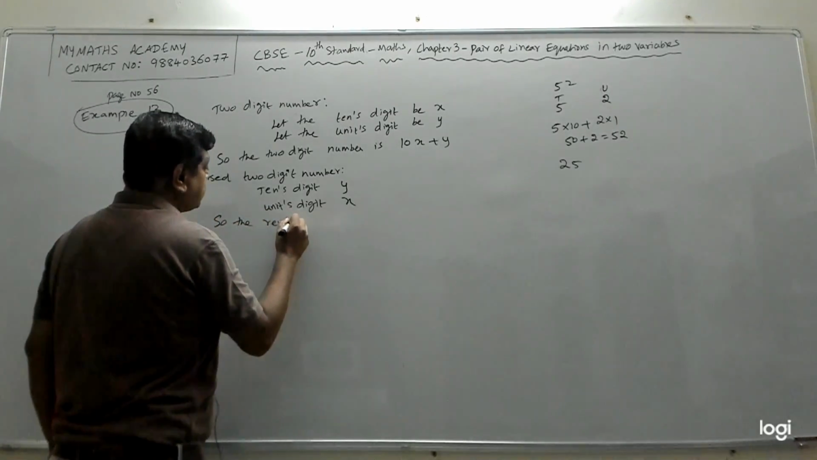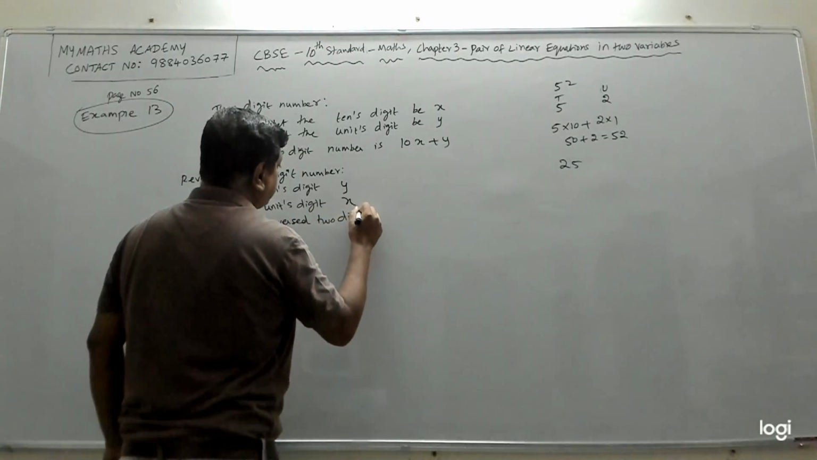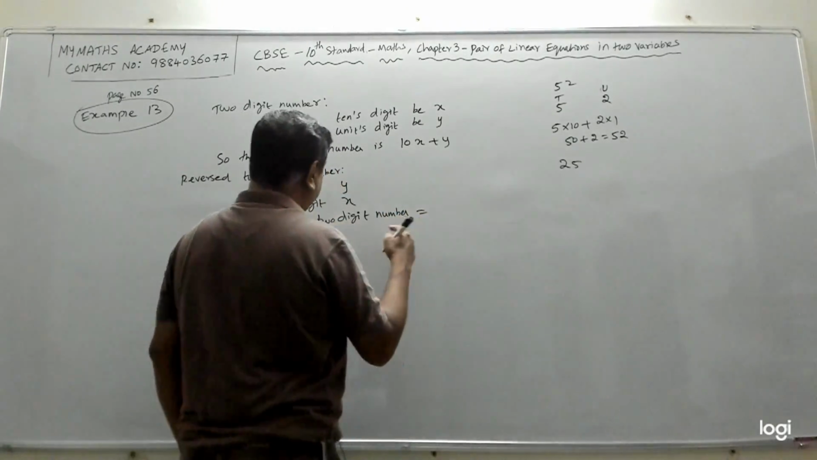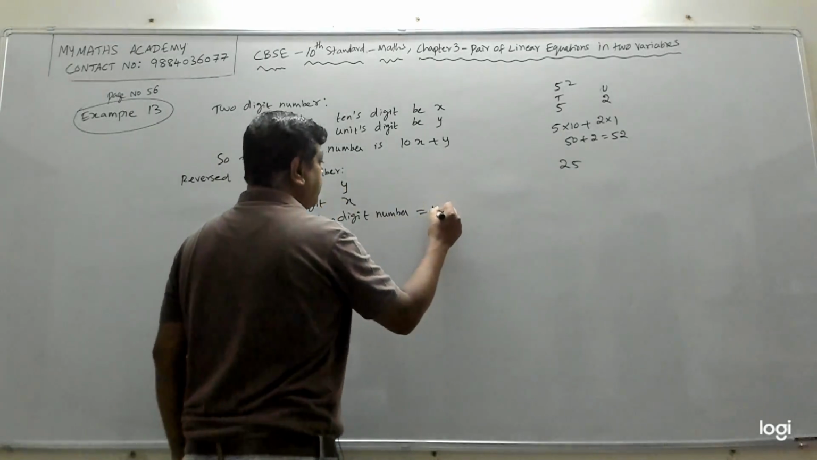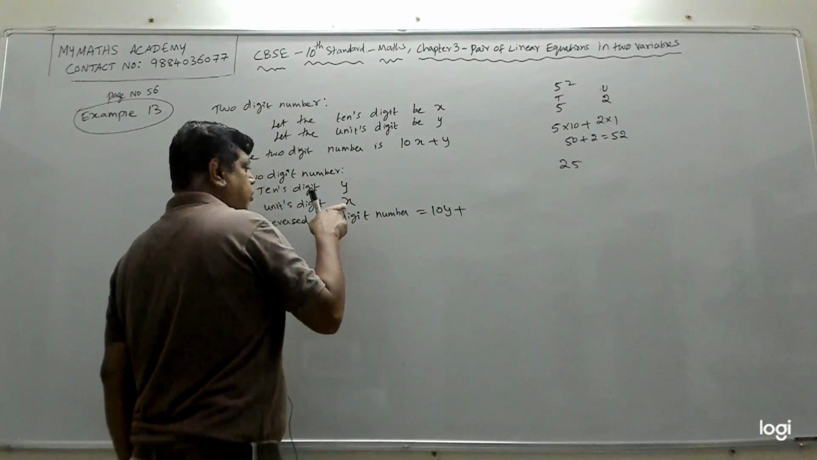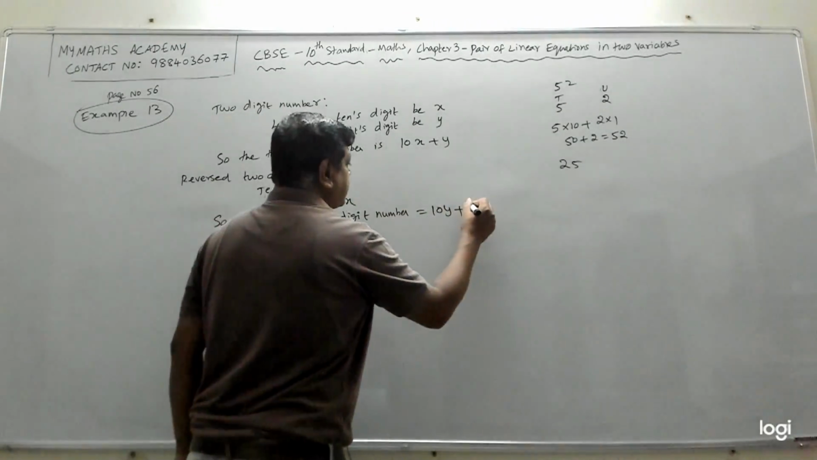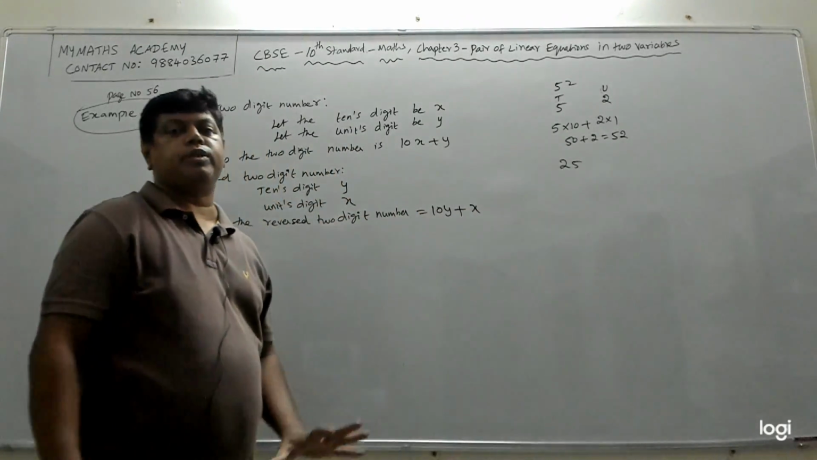So the reversed two-digit number. What is the reversed two-digit number? Its tens place is y. So I should say 10 into its tens place, which is y, plus 1 into the units place, 1 into x, which is x. This is your reversed two-digit number.